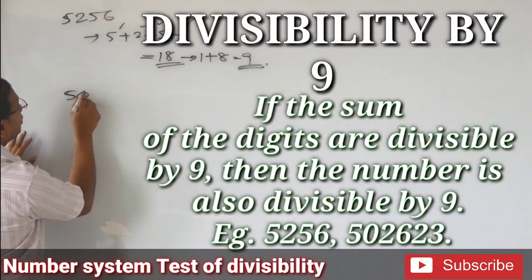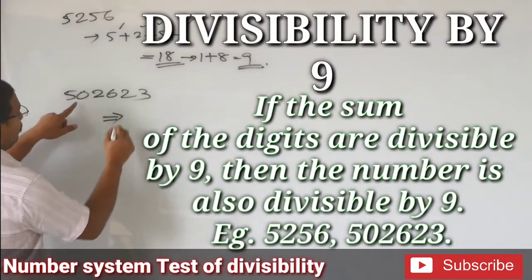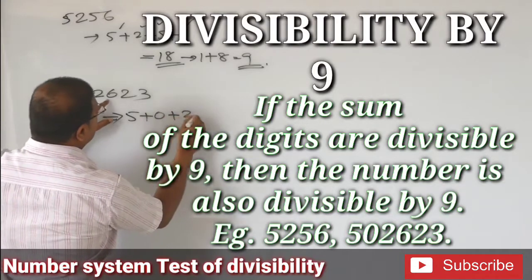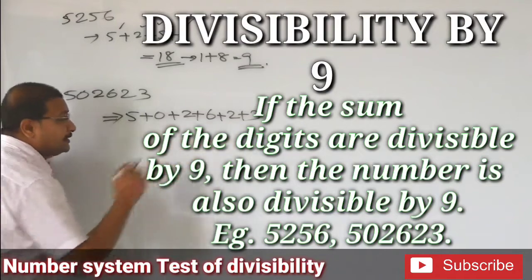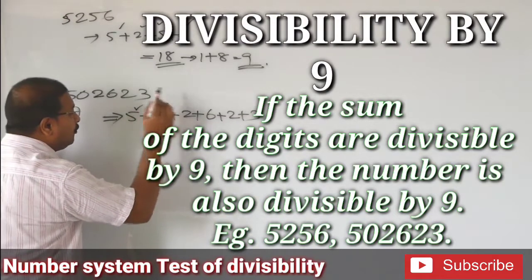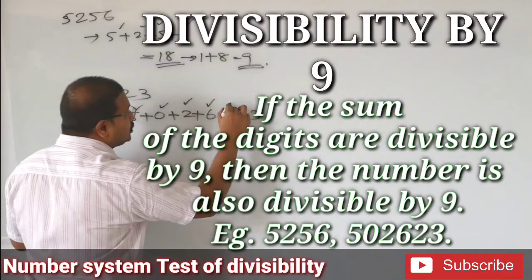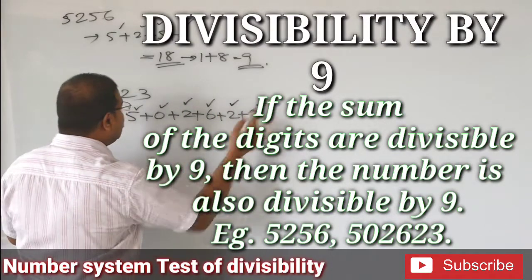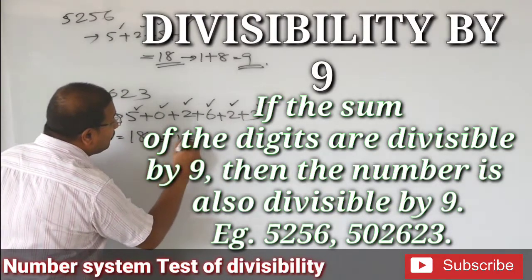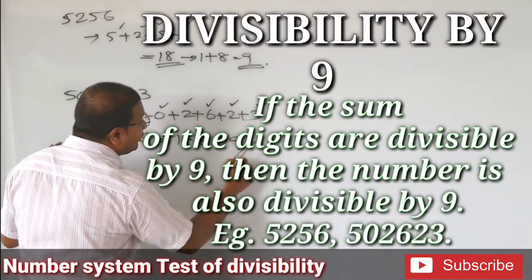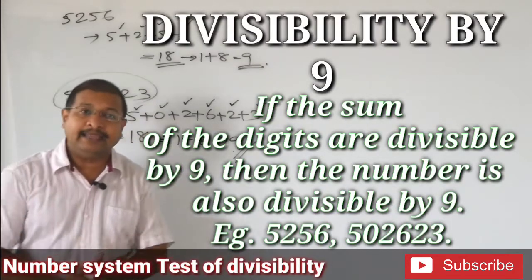Next number, 502623. Check it now. What will we do with this one? 5 plus 0 plus 2 plus 6 plus 2 plus 3. We'll add the entire digits. Ready? That means 5 plus 0, 5. 5 plus 2, 7. 7 plus 6, 13. 13 plus 2, 15. 15 plus 3, that is 18. 18 means if you want one more time, we can add it. That means 1 plus 8, that is 9. 9 is divisible by 9. That means the entire number is divisible by 9.